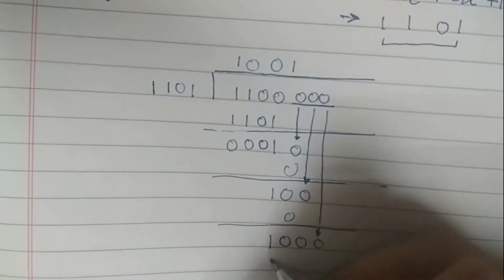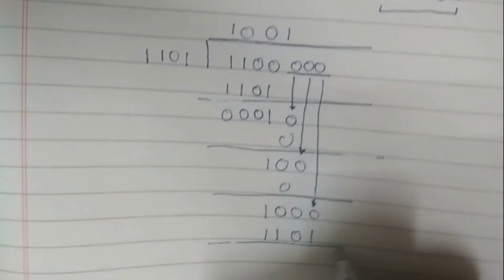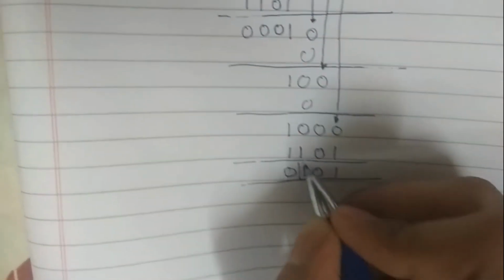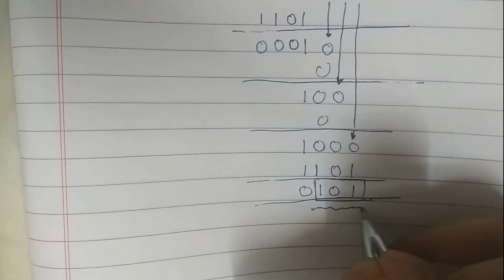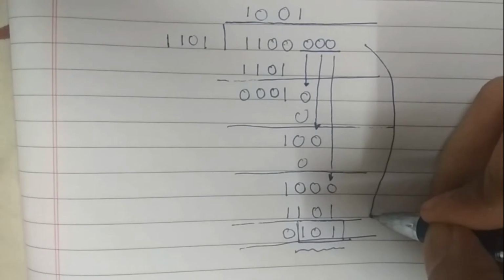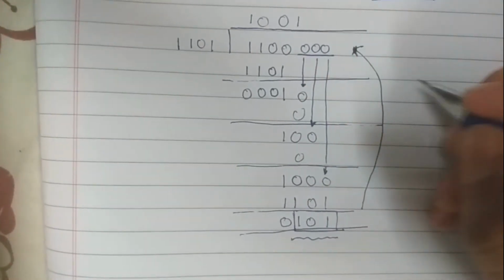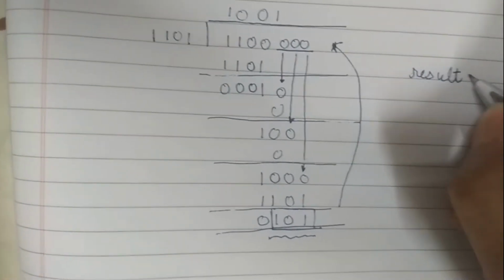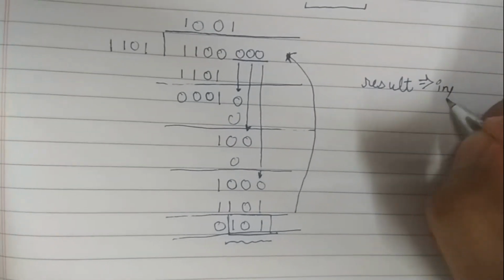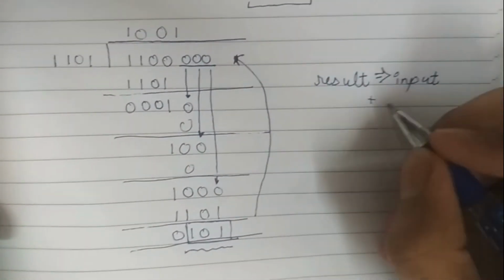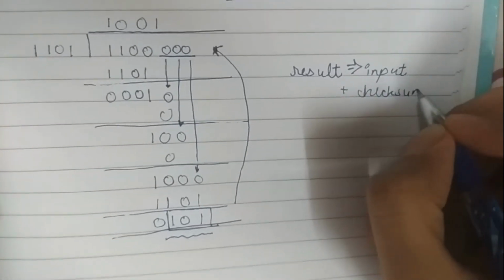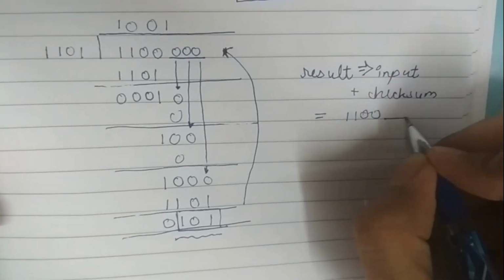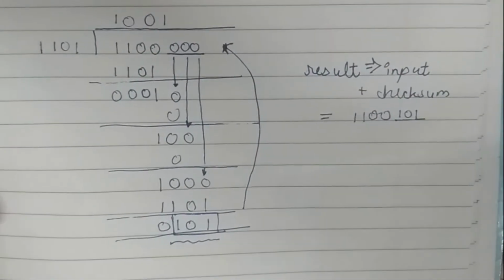And finally we can do XOR again. So what we get is 0, 1, 0, 1. This is the checksum which is required. We are going to replace it over these 3 zeros here. So the data which we are going to send is input plus checksum. The result would be 1, 1, 0, 0 and 1, 0, 1 instead of the 3 zeros.